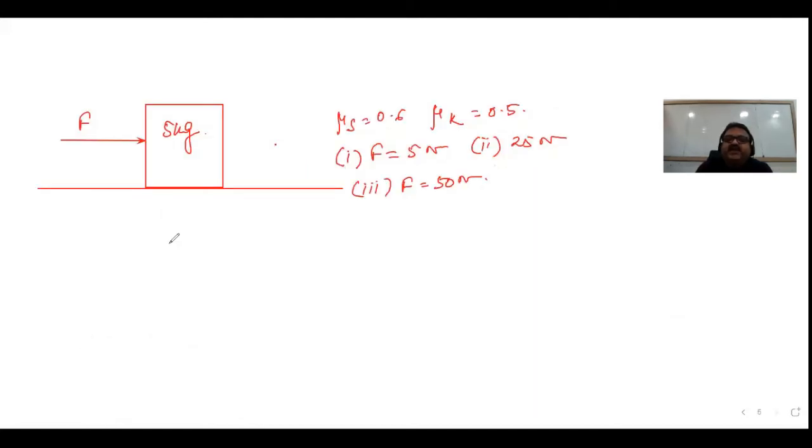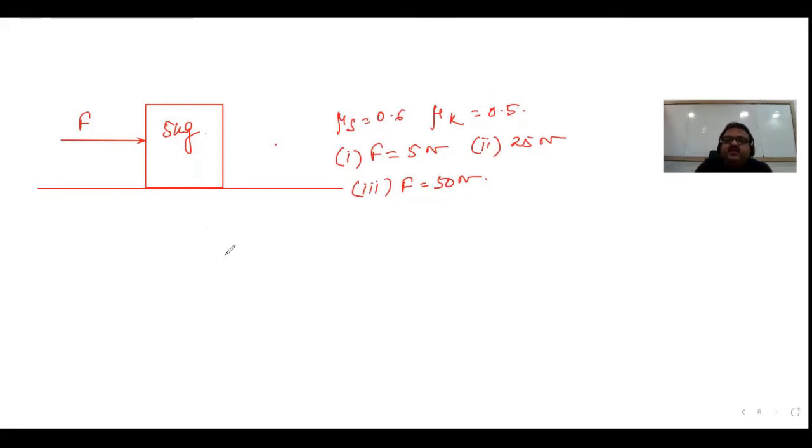So let's solve a few more problems related to this. Look, students, the problem is given like this. A block of 5 kg is resting on a rough plane. The coefficient of limiting friction between the block and the surface is given 0.6 and the coefficient of kinetic friction between the block and the surface is given 0.5. Now we need to calculate the force of friction when the force is 5 Newton, when the force is 25 Newton, and when the force is 50 Newton.